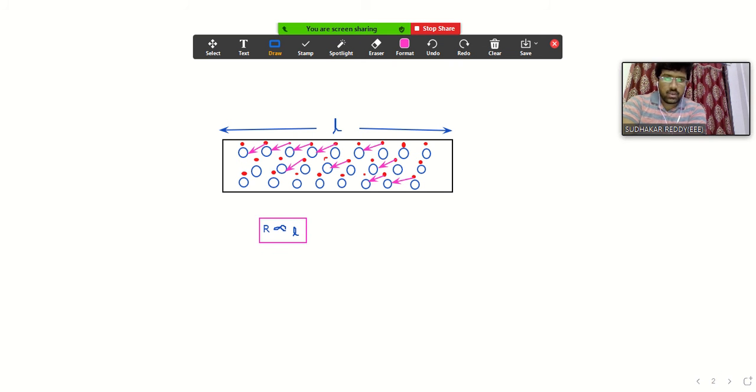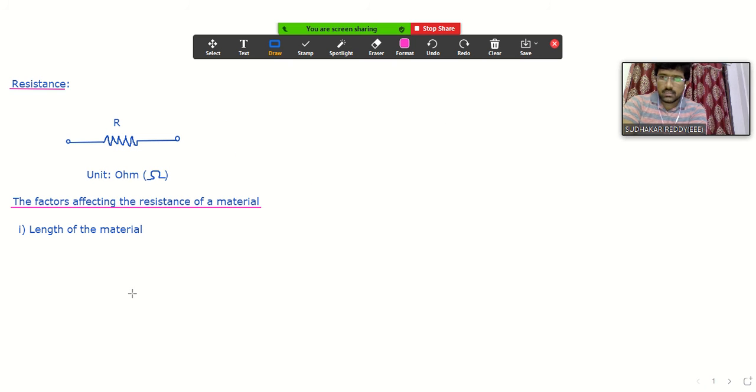So the second factor we will observe here. The second factor after the length which affects the resistance of a particular material is the cross sectional area. Now we'll see what happens to the resistance value if the cross sectional area increases. Cross sectional area is denoted by small a, right? What happens to the resistance value if the cross sectional area of the particular conductor increases? Cross sectional area means the size of the conductor increases. So what happens to the resistance value?